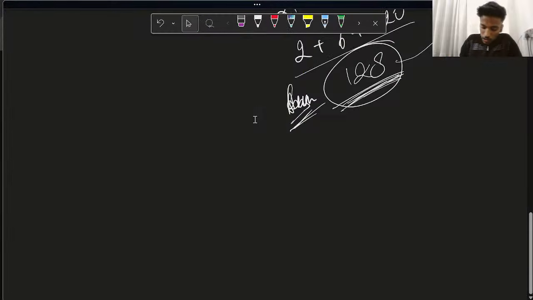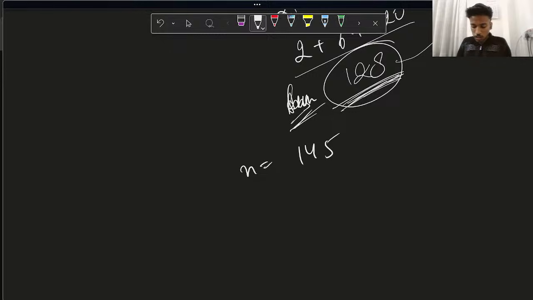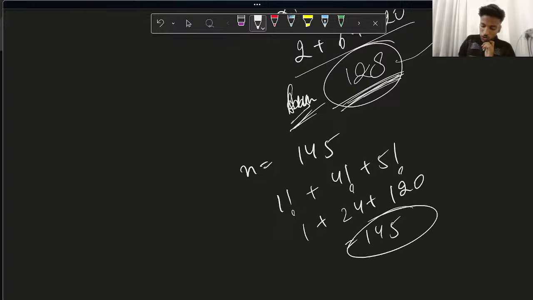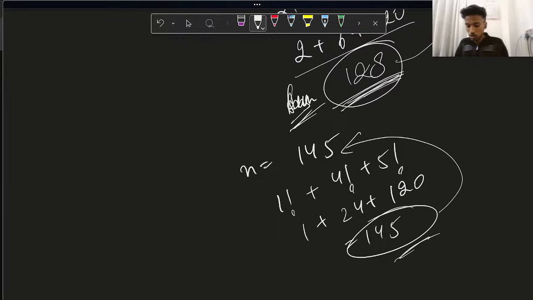So 145. Let's say n equal to 145. Now what is the sum of these factorials? So it is 1 factorial plus 4 factorial plus 5 factorial, correct? So what is 1 factorial? 1 plus 4 factorial, I think it is 24, plus 120. So in total 145. So you got n the same, okay. So it is possible to rearrange these digits. Actually, these are already rearranged, but you could have rearranged them.